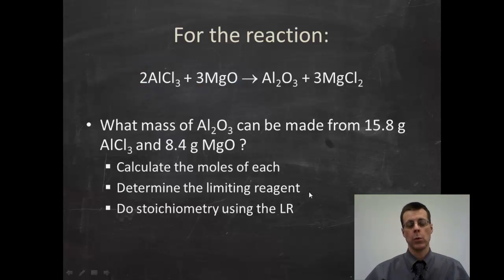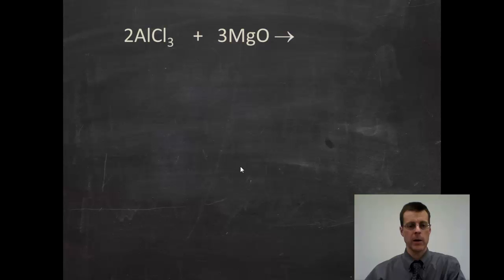Then, once you know the limiting reagent, you use stoichiometry with that limiting reagent to figure out the mass of the product. Okay, got the steps, moving on. And we're just going to take the same reaction and we're going to work this question through. So 15.8 is coming back, 8.4 is coming back. So there's our reactant side. I don't have to worry about the product side right now.